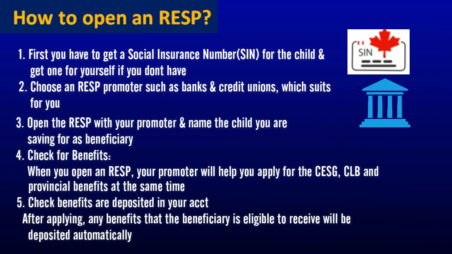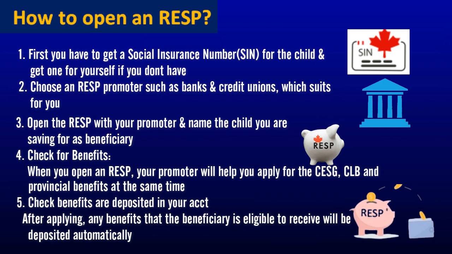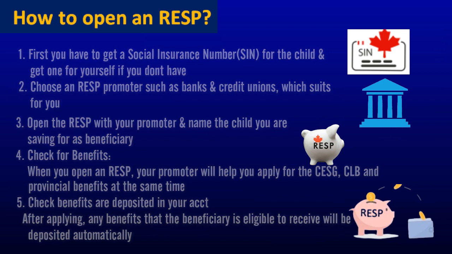Visit your local promoter, open the RESP and name the child you are saving for as beneficiary. When you open an RESP, your promoter will help you apply for the CESG, CLB and provincial benefits at the same time. After applying for an RESP, any benefits that the beneficiary is eligible to receive will be deposited automatically.